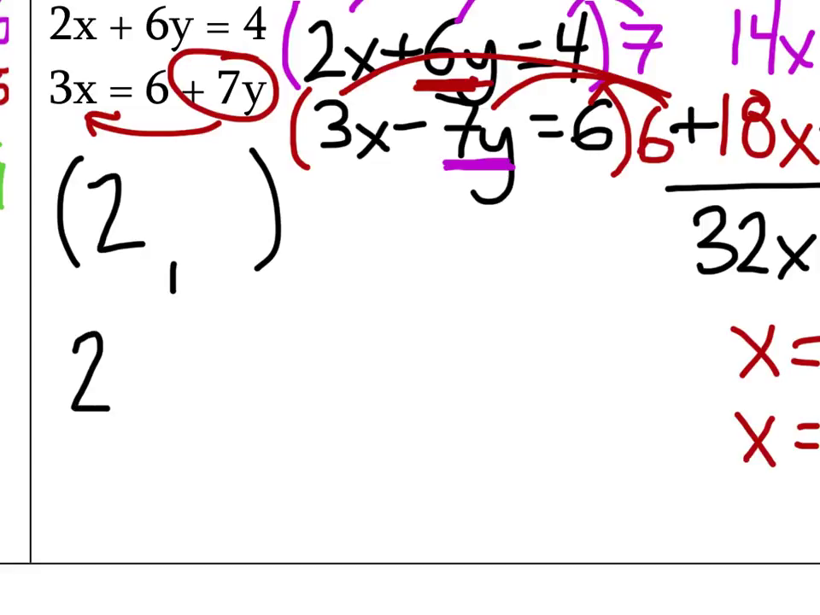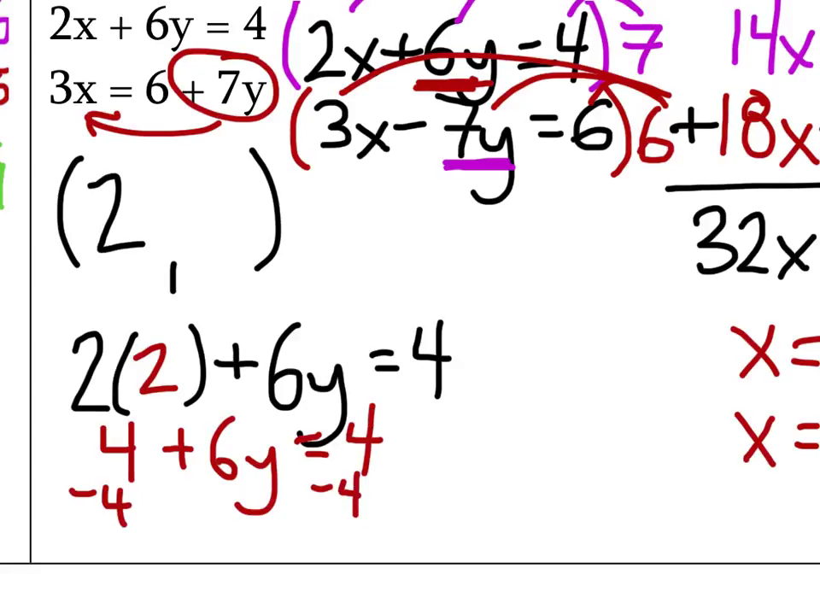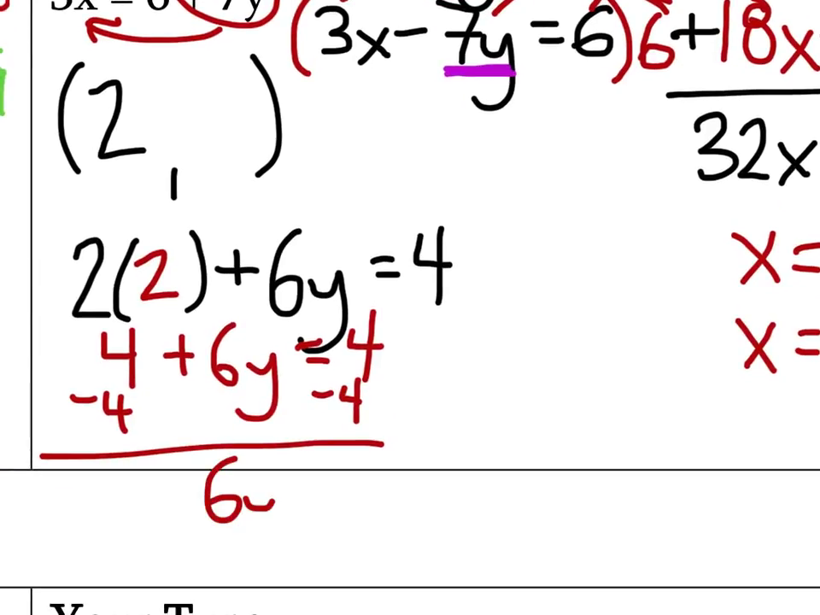All right, so we've got 2 times x, which, as it turns out, is 2, plus 6y equals 4. Well, 2 times 2 is 4, plus 6y equals 4. So I subtract 4 from both sides. You can play the switch and stay game there if you choose. And so you get 6y equals 0. Well, 6 times what is 0? 0. Bam. There's our solution.